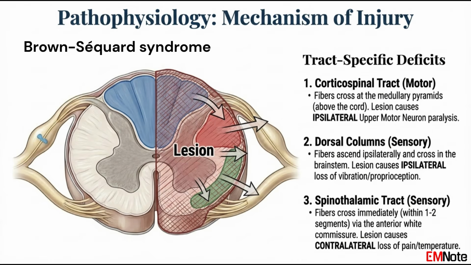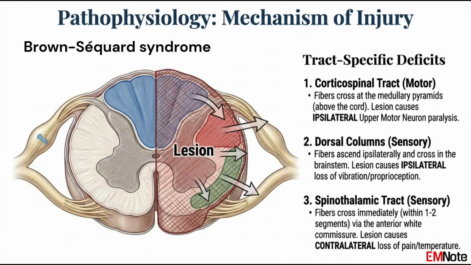Second, the dorsal columns carry information about vibration and position sense. These fibers travel up the cord on the same side they enter and do not cross until they reach the brainstem. Thus, a right-sided cord lesion causes right-sided loss of proprioception.